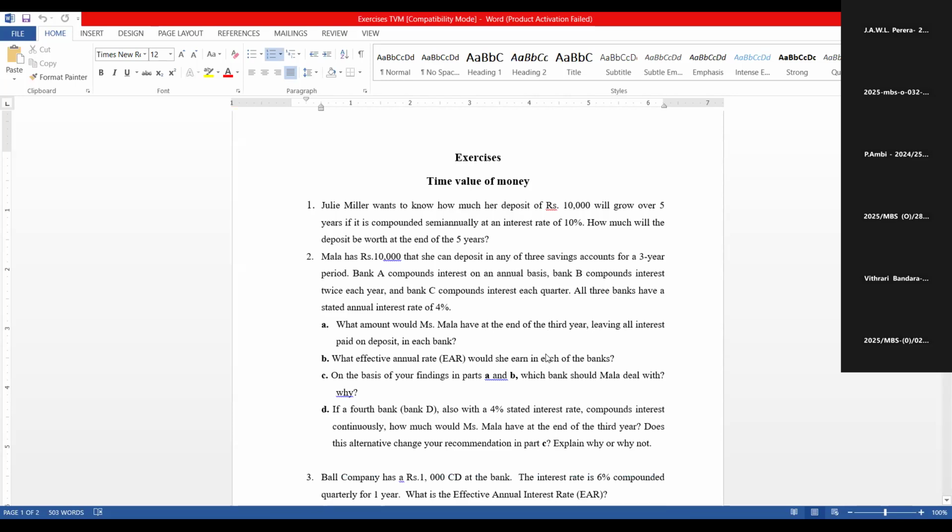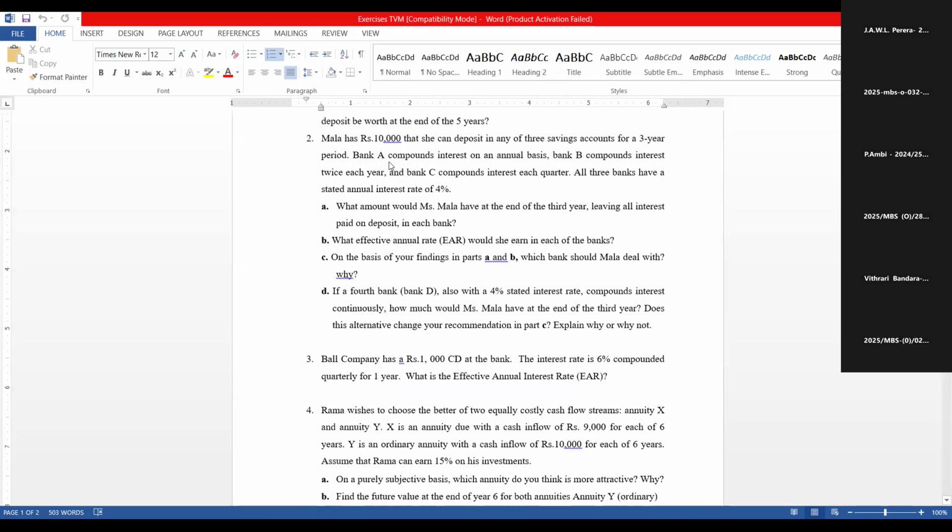So question number 2. Mala has 10,000 rupees that she can deposit in any of 3 savings accounts for a 3-year period. Bank A compounds interest on an annual basis. Bank B compounds interest twice each year. Bank C compounds interest each quarter. All 3 banks have a stated annual interest rate of 4%.